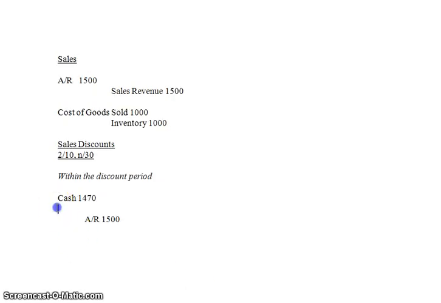The other piece to make this transaction work would be sales discount of $30. That's going to be the other piece that's going to make this journal entry balance. So when you have a discount, you're going to go to the sales discount account for $30.